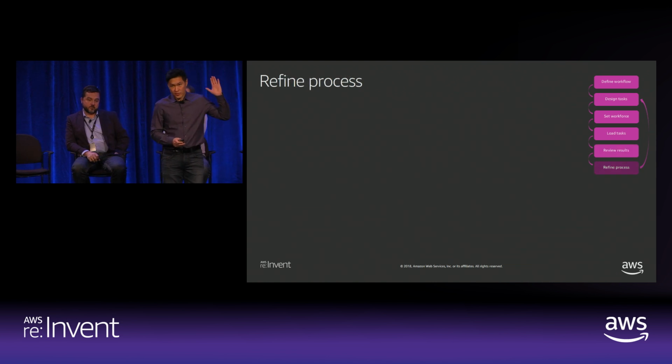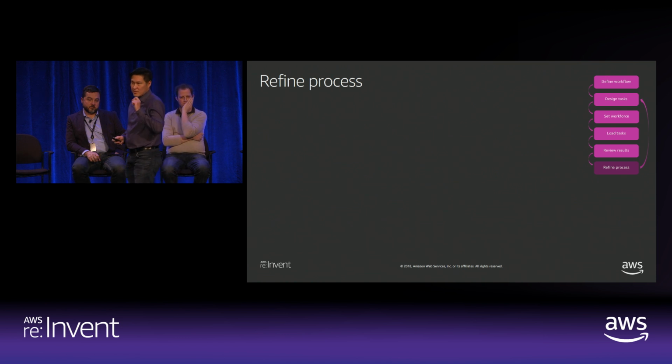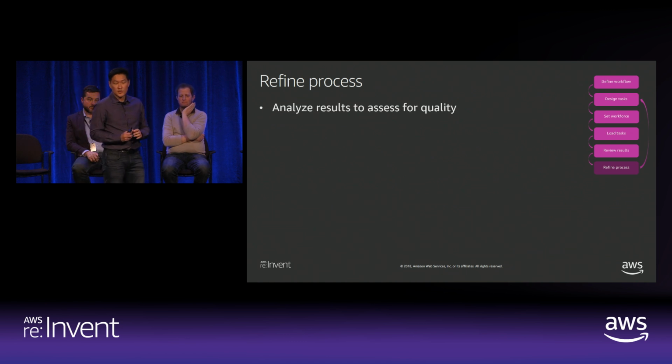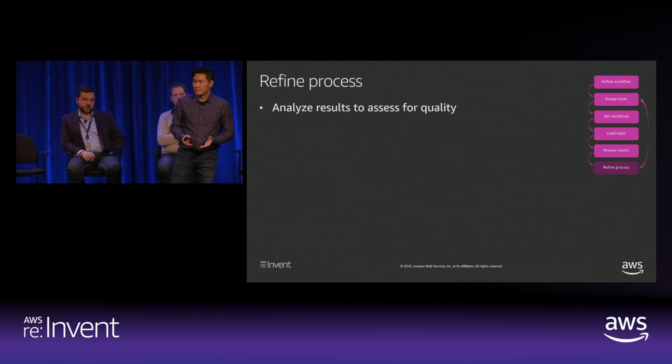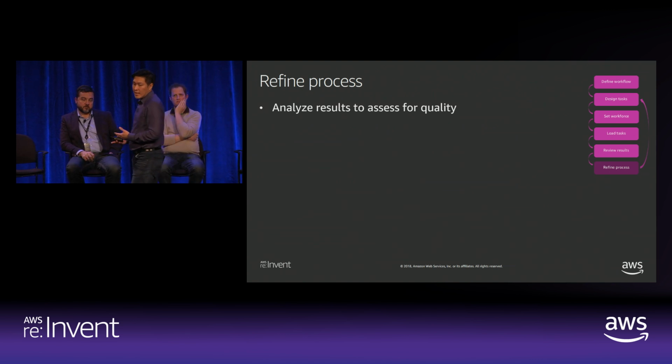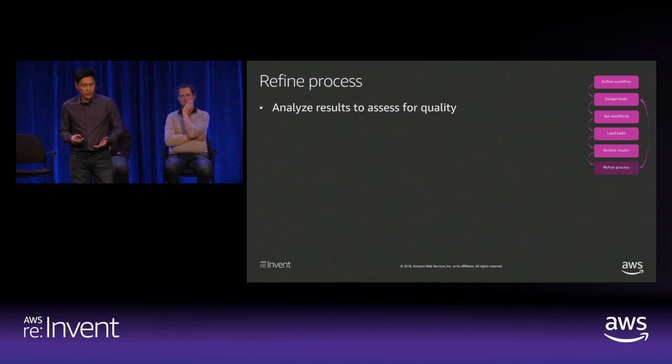So now we've gone through all those steps. We're down to the refinement. So you went through one iteration. How do we refine this? First, you want to analyze the results to assess for quality. Many requesters manually review the first batches, and then they move on to advanced techniques such as statistical sampling to assess the quality of the batch, or they use other data analysis techniques to find outliers or correlations.